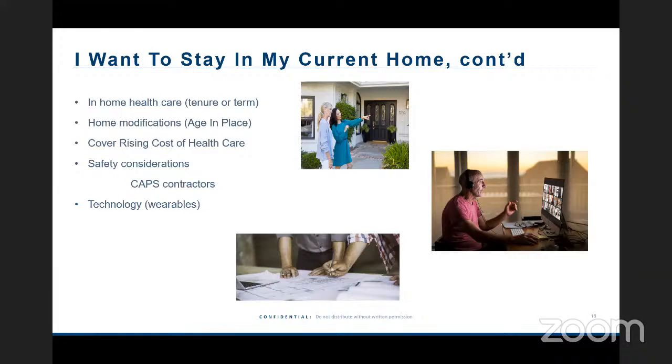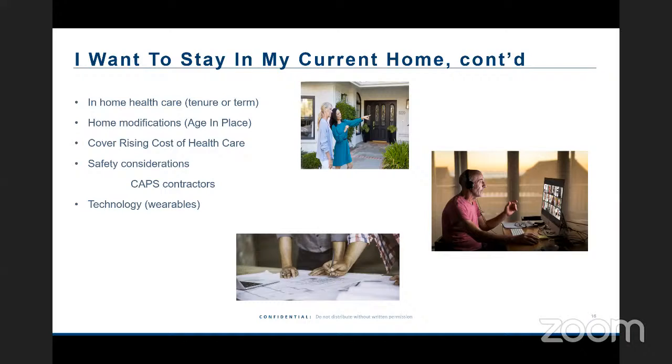And we talked about home modifications to age in place, making the home such that the borrower can stay there over the long term. Covering that rising cost of healthcare. We know that healthcare costs can truly be significant. And what about safety considerations? I talk about certified aging in place specialist contractors. I don't know if we have any of those on the call today, but when you're considering home renovations, certainly safety considerations are among those.